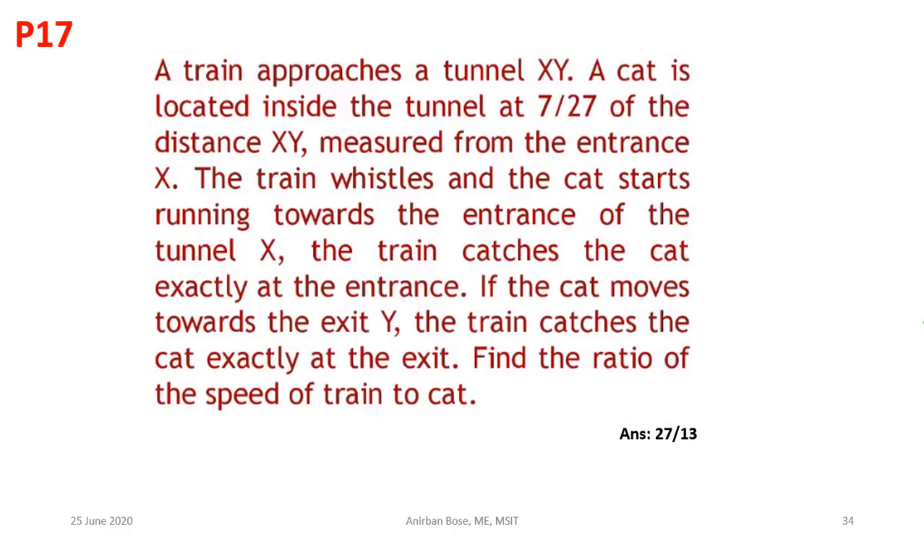Now a train approaches a tunnel XY. Let us consider this is a tunnel where this is X and this is Y. A cat is located inside the tunnel at 7/27 of the distance XY. So let us consider from X its distance is 7, and suppose the total length of the tunnel is 27. Okay, total length is 27.